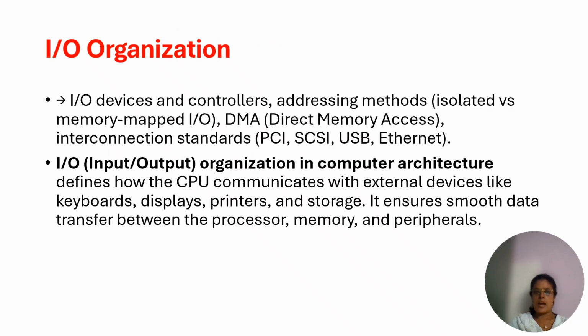The last topic is IO organization. The main things in IO organization are devices and controllers, addressing methods, isolated and memory-mapped IO, DMA, and interconnection standards such as PCI, SCSI, USB, and Ethernet. Input-output organization in computer architecture defines how the CPU communicates with external devices like keyboards, displays, printers, and storage. It also ensures smooth data transfer between the processor, memory, and the peripherals.